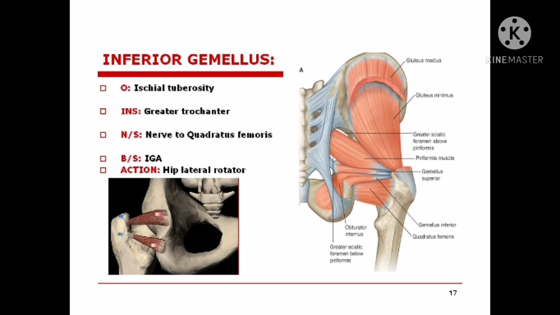The inferior gemellus also arises from the ischial tuberosity, and it inserts upon the upper end of the femur bone, the greater trochanter, as it is shown in the diagram. The nerve supply is different from the superior gemellus, and it receives the nerve supply from nerve to quadratus femoris muscle. The blood supply is from inferior gluteal artery as that for the superior gemellus, and its action is also the hip lateral rotator.